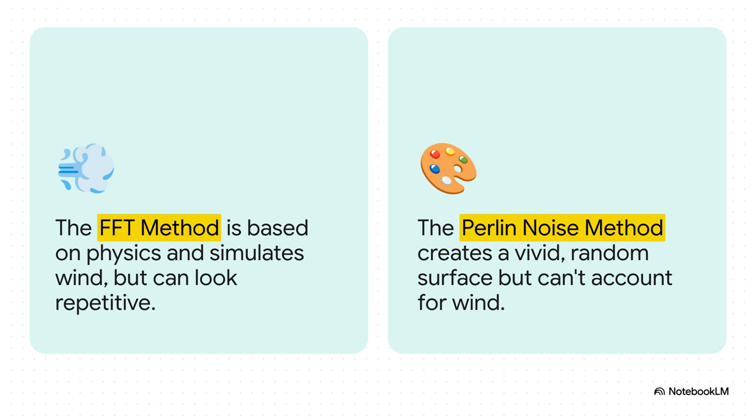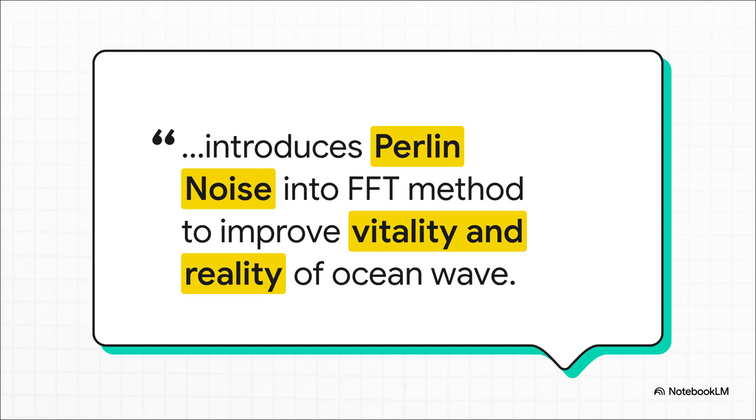On the other hand, you have our friend, the Perlin noise method. It creates an amazing random-looking surface, but it's got a huge flaw. It has no idea what wind is. So what's the big solution? Well, the researchers basically said, why choose? You combine them.